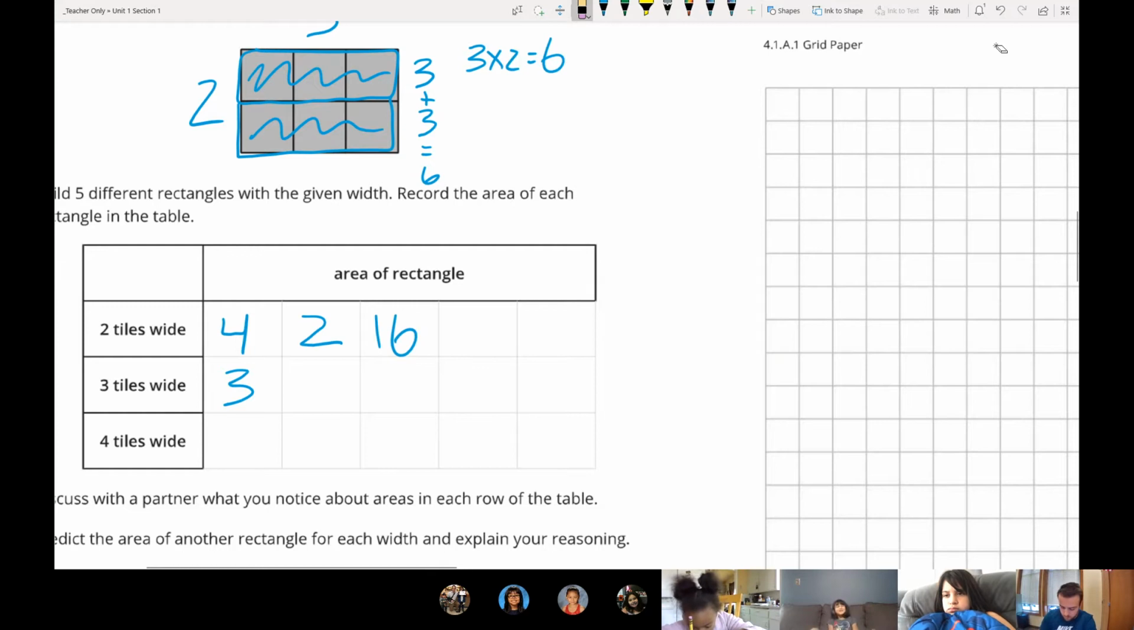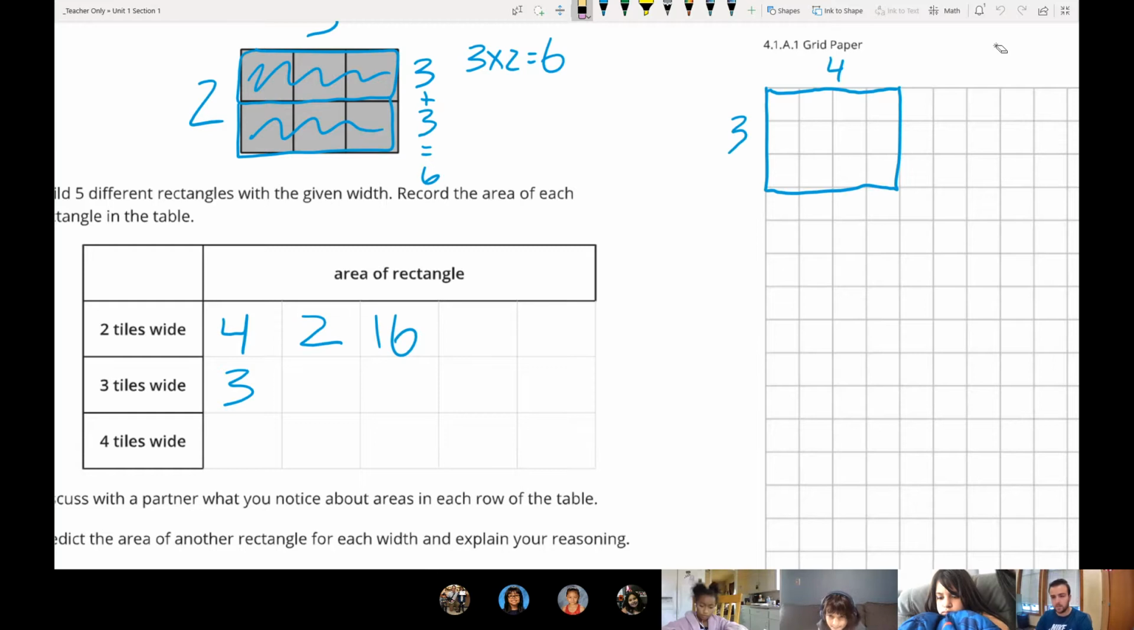Let's come up with one that's 4 tiles wide. Okay, how many rows do you want? Maybe 3. So we have 4 there, 3 there. What's my area? 4 times 3 equals 12. Yep, it equals 12. So I'll put 12 there.